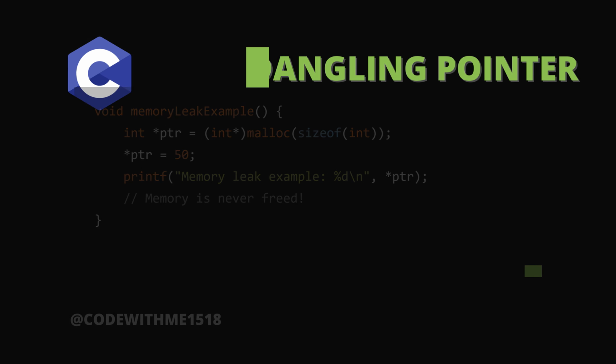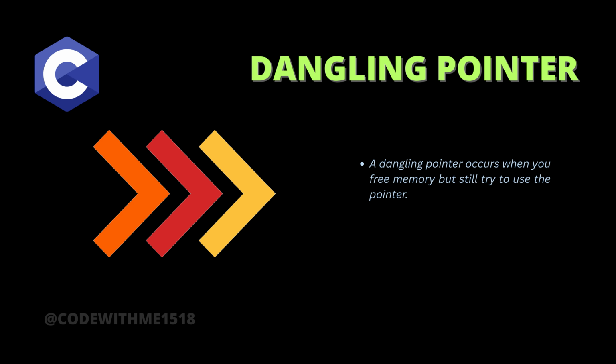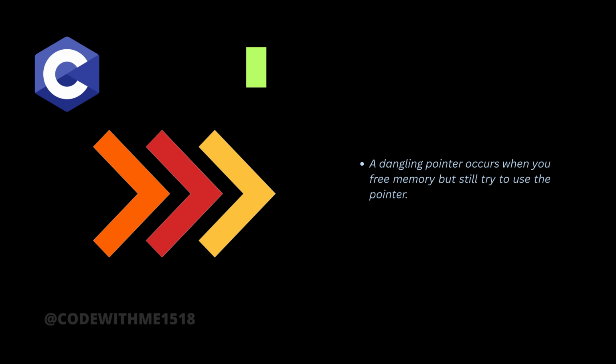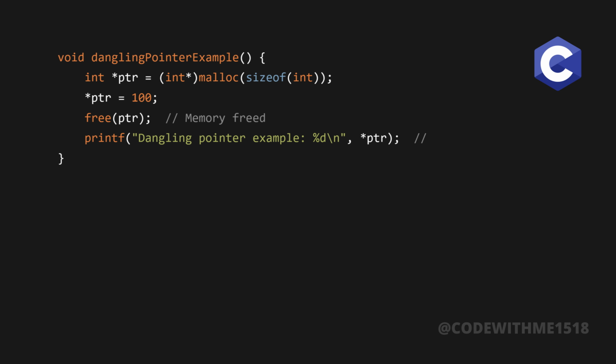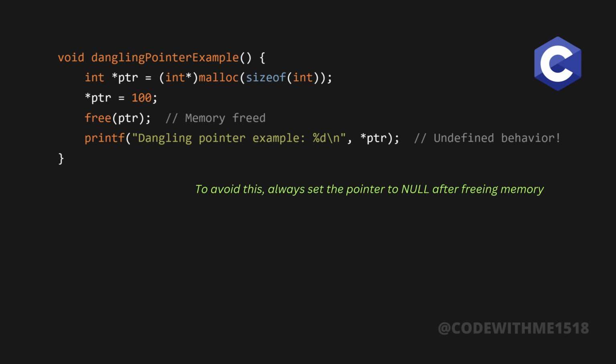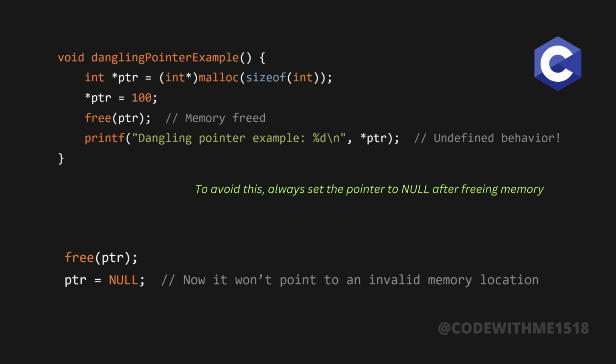A dangling pointer occurs when you free memory but still try to use the pointer. Here's an example. int *ptr = malloc(sizeof(int)); *ptr = 100; free(ptr); // memory freed; printf("Dangling pointer example\n"); this is undefined behavior. To avoid this, always set the pointer to NULL after freeing memory. free(ptr); ptr = NULL; Now it won't point to an invalid memory location.